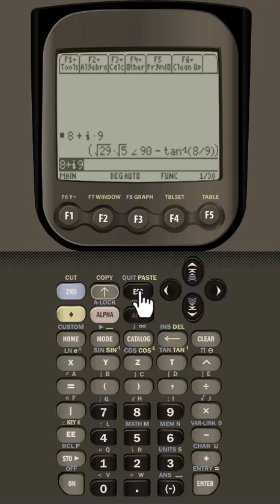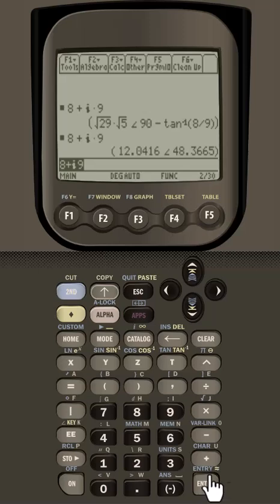I guess this is because it likes to always give things in exact terms, and we don't want exact terms, we want a decimal here. To get your answer as a decimal, you press diamond and enter. And there we have it, 12.0416, angle 48.365.